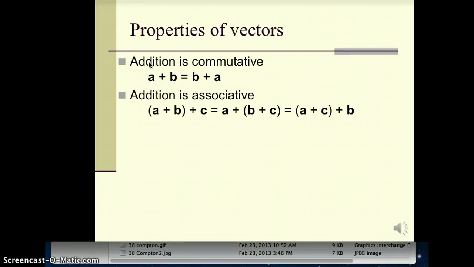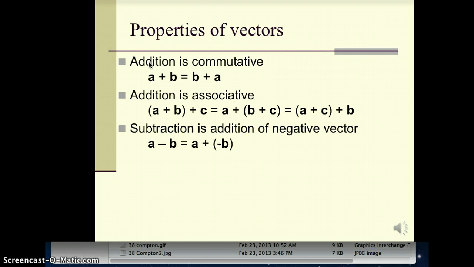In addition, if we have three or more vectors, we can group them and add them together in any way that we like. So if we have A plus B plus C, we can group them, and some examples are shown here. We can do A plus B, get a result, add that to C. We can add B plus C together, add that result to A. Or we can add A and C together and add that result to B. And all of these will produce the same result, so the grouping is not significant.